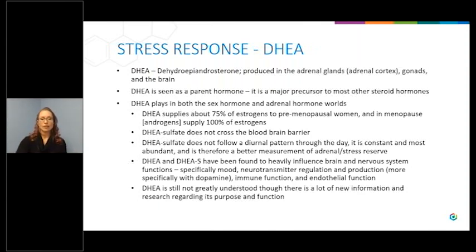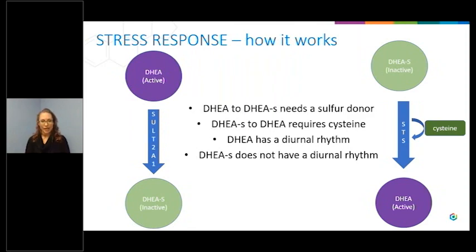When we're looking at DHEA versus DHEAS, DHEA is the active form. DHEAS is the inactive form. DHEA converts to DHEAS through the SULT2A1 enzyme. And the DHEAS can convert back to the active form of DHEA through the sulfatase enzyme, and this enzyme requires cysteine. DHEA to DHEAS needs a sulfur donor, whereas DHEAS to DHEA requires cysteine.